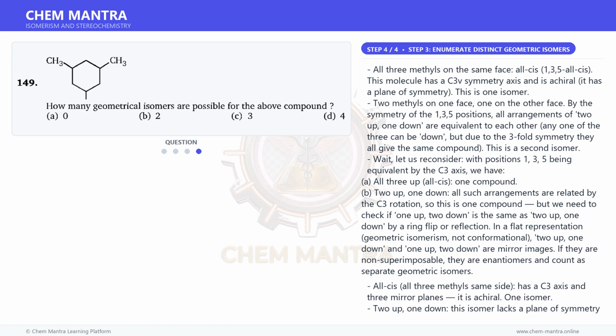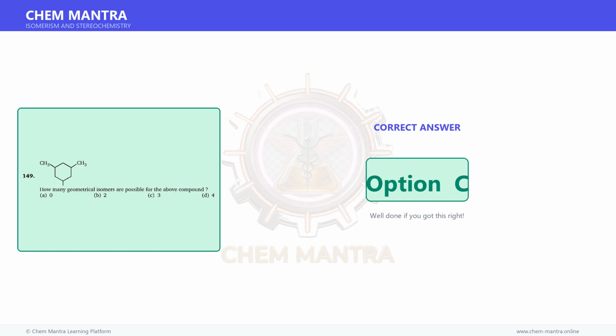D. 4, incorrect, overcounts because the 3-fold symmetry reduces the number of distinct arrangements. Therefore, the correct answer is C.